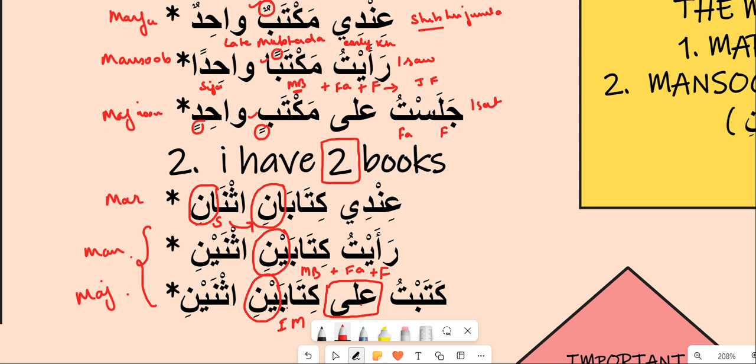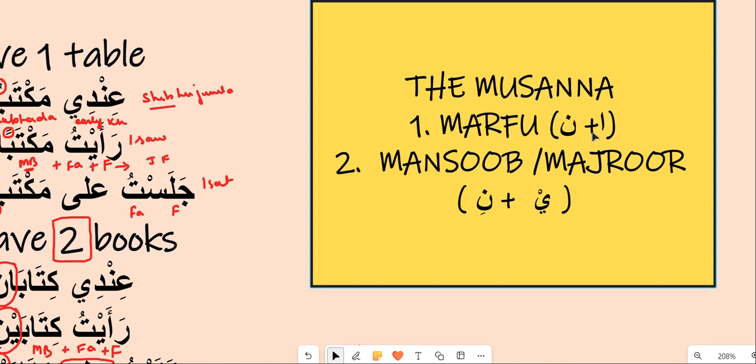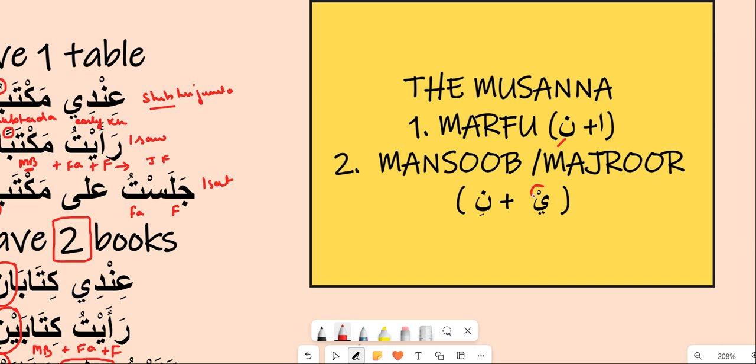So here I have given the musanna. In marfu, you will see alif and noon, and noon is always with kasra. Always with kasra. So in marfu, you will check alif and noon. And in the mansoob and majroor case, what will you check? Ya with sukoon. Please make a note of it. Ya with sukoon is very important because it comes as a normal letter, and noon with kasra. So you have seen the structure here, how it comes.